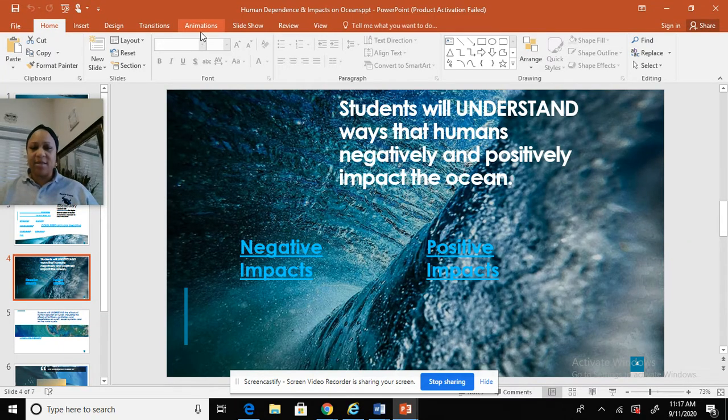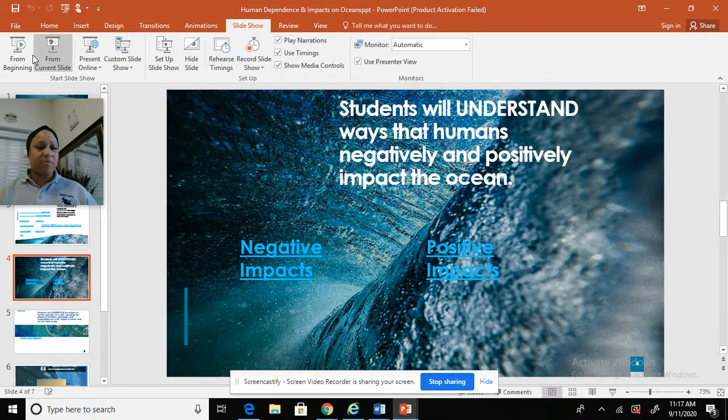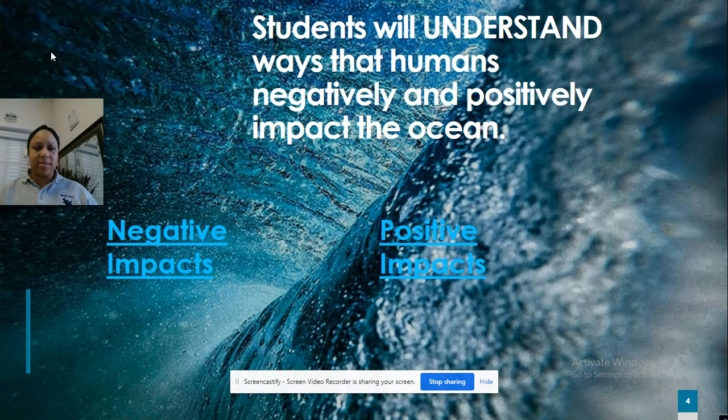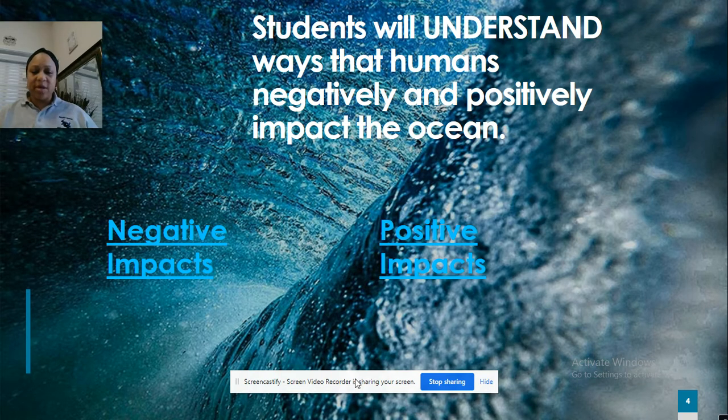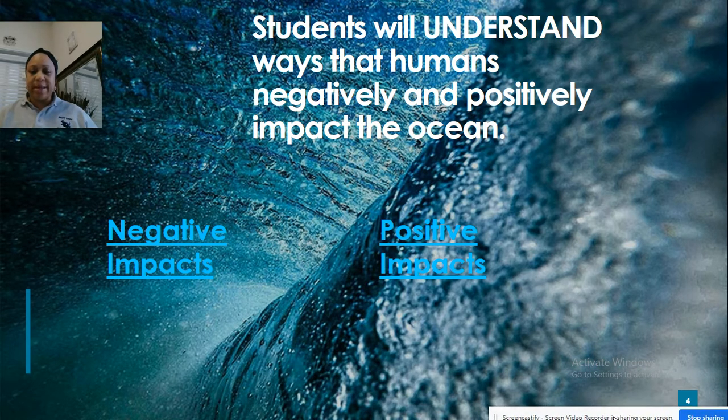Hello again, students. Today we will understand ways that humans negatively and positively impact the ocean. So I'm going to start this from the current slide since this is where we are. Okay. So we are going to discuss some negative impacts and positive impacts that humans have on the ocean.